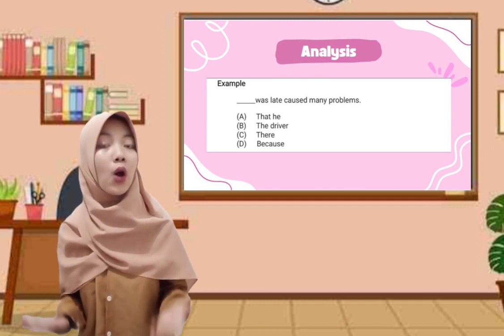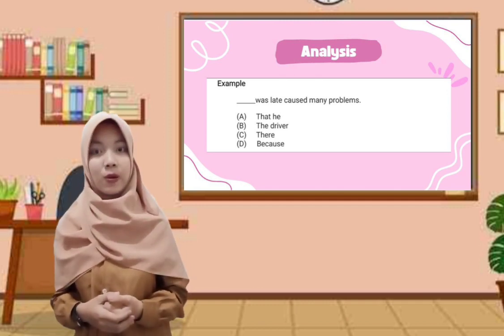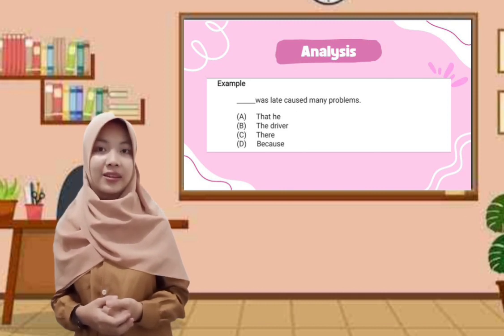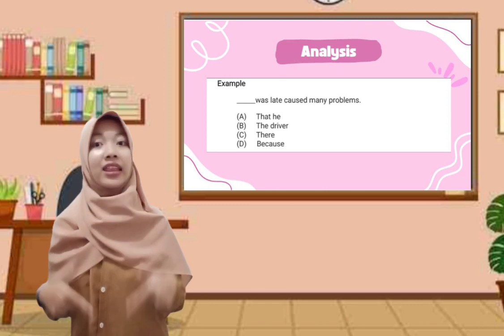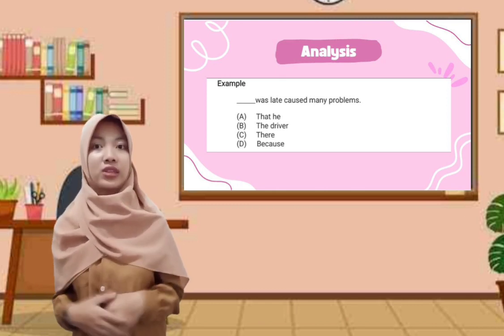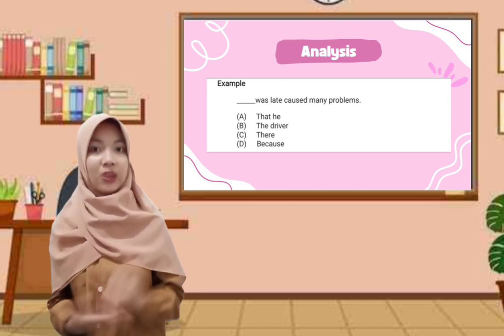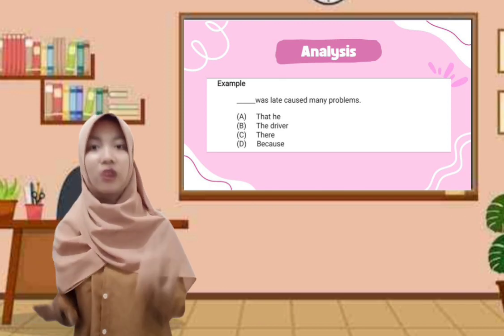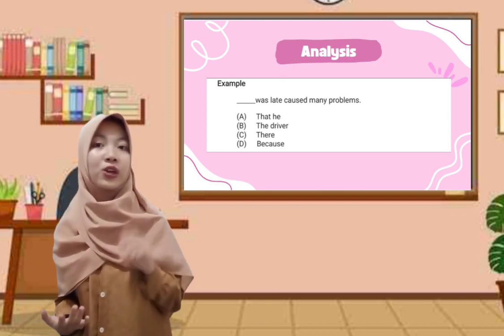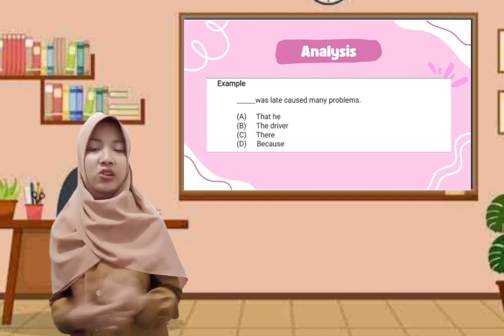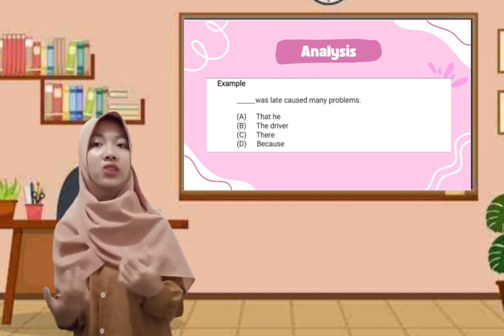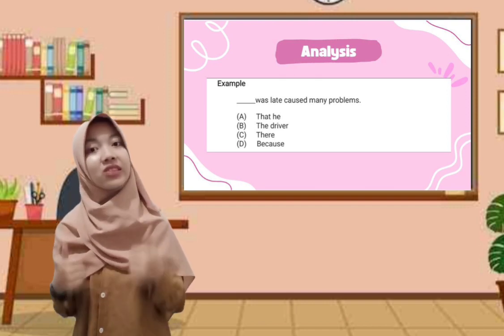Okay, the following is an example of analysis of question related to the skill 9. Example, blank was late caused many problems. A. That he, B. The driver, C. There, D. Because. In this example, there are two verbs, was and caused, and each of these verbs needs a subject. Answer B is wrong because the driver is one subject and two subjects are needed. Answer C and D are incorrect because there and because are not subject. The best answer is A.